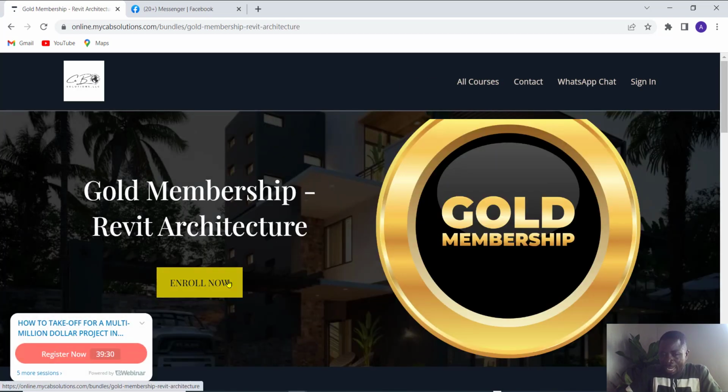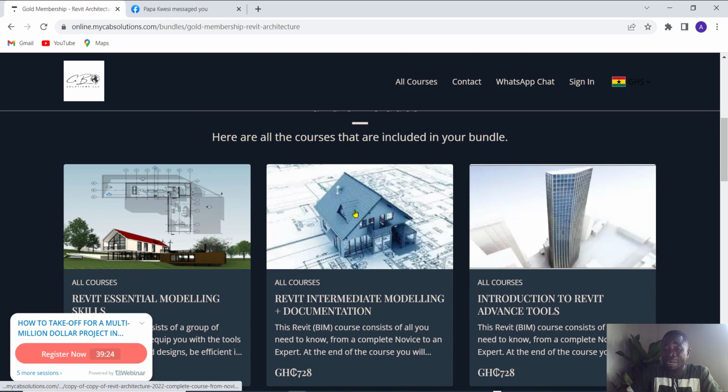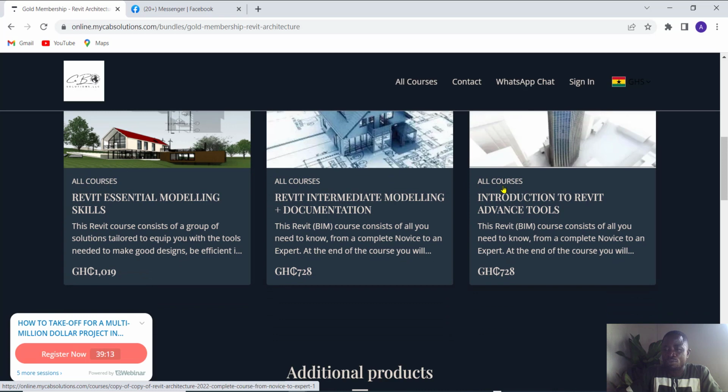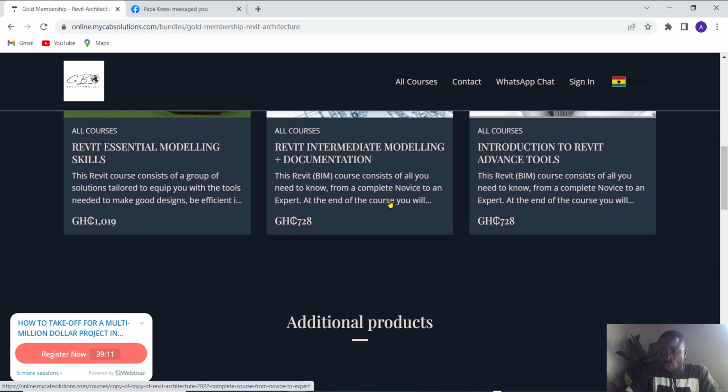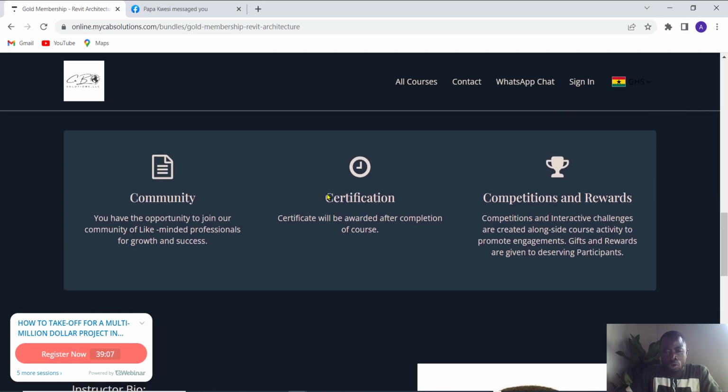So when you click here to enroll, it takes you to the checkout page straight away, and then you can take full advantage. But what happens in the bundle is that for the membership, you pick multiple courses. So you have a course on Revit essential modeling, intermediate modeling and documentation, and also advanced tools in Revit. Okay, and all these things are what you're going to get.